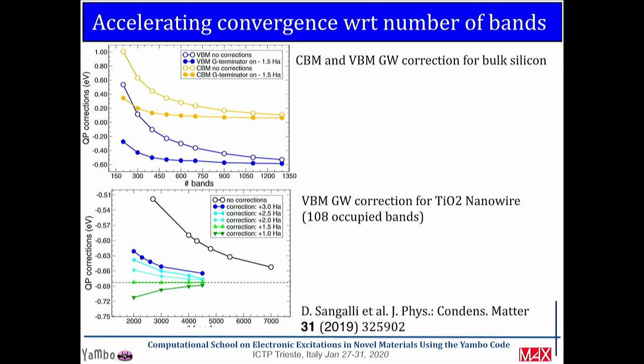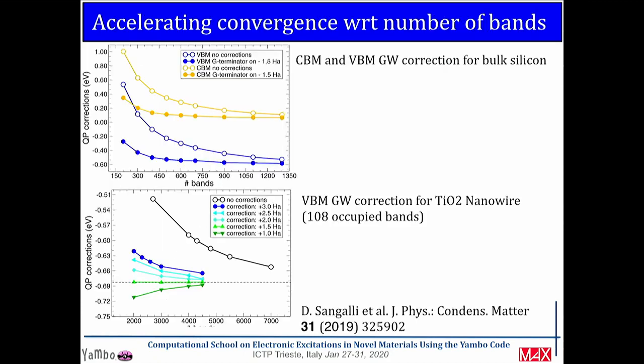This is the valence band maximum for a titanium dioxide nanowire, many occupied bands. This is the calculation without adopting any correction. Here adopting different corrections, just playing with the value of the extrapolar energy that we have introduced in order to collect all the transitions above that energy. And this can also be tuned to achieve a very important speed up.